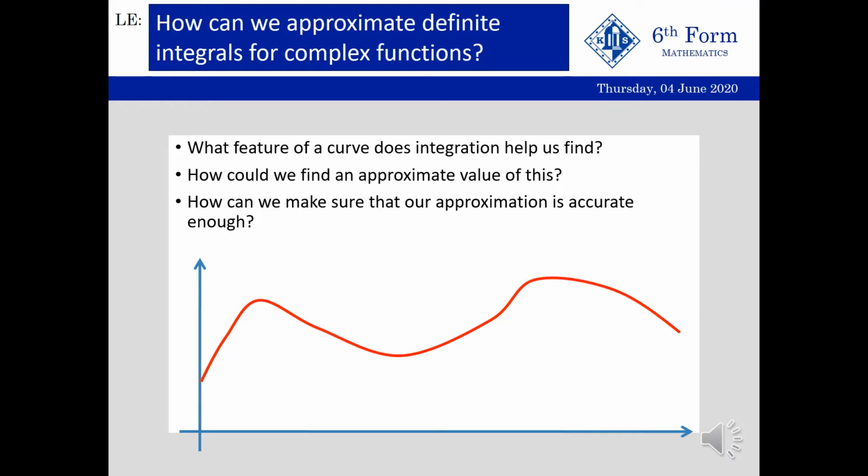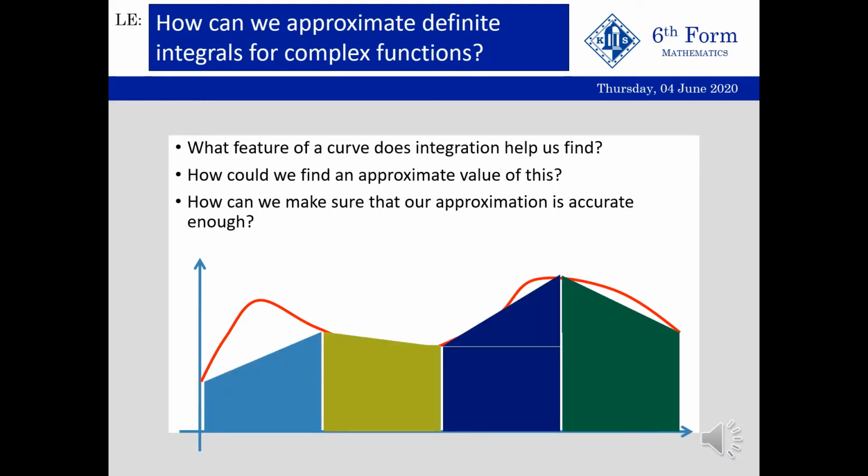If we want to make sure our approximation is accurate enough, we need to consider the size of trapeziums that we use. So, for example, if we split it up into 4 trapeziums like that, we'd have quite large areas of errors. So we've got quite a large error here where it's an underestimate. This one's a little bit over, this one's a bit over and a bit under, and this one's quite a lot under. So we've got quite large errors.